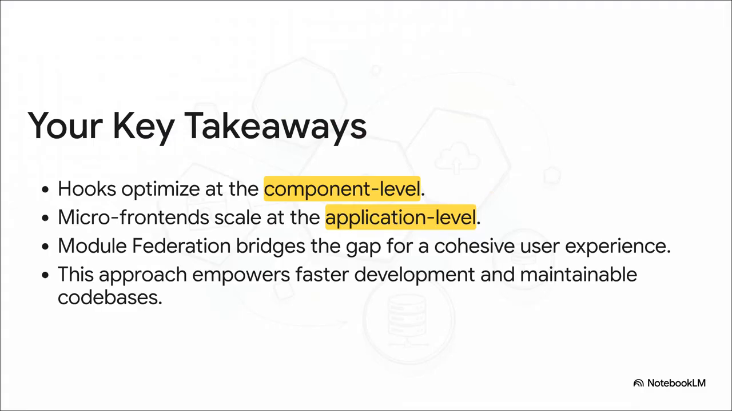So, what are the big things to take away from all this? First, hooks are your precision tools for making individual components fast and efficient. Second, micro-frontends are the architectural blueprint for building huge, scalable applications that don't fall over under their own weight. And finally, module federation is the incredible tech that glues it all together, letting independent teams build one seamless product.